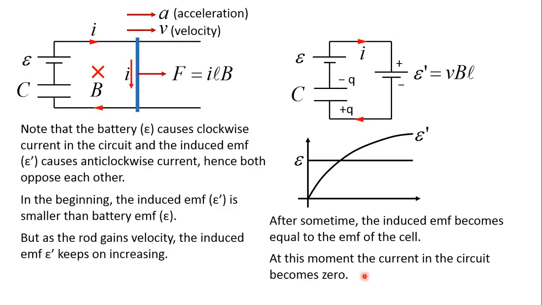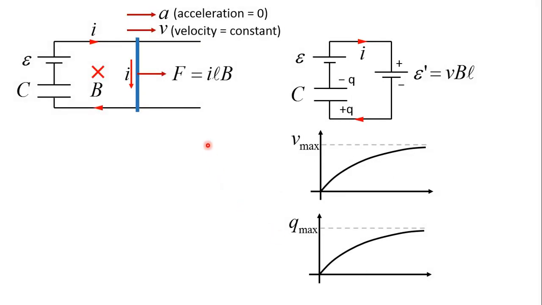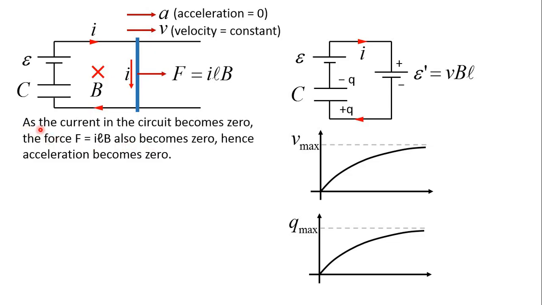So let's see what happens next. As the current in the circuit becomes 0, the force ILB also becomes 0. See here, the force depends on the current. F is equal to ILB. So when the current becomes 0, the force also becomes 0. And if the force becomes 0, hence the acceleration becomes 0, because acceleration is force upon mass. So the acceleration of the rod becomes 0.